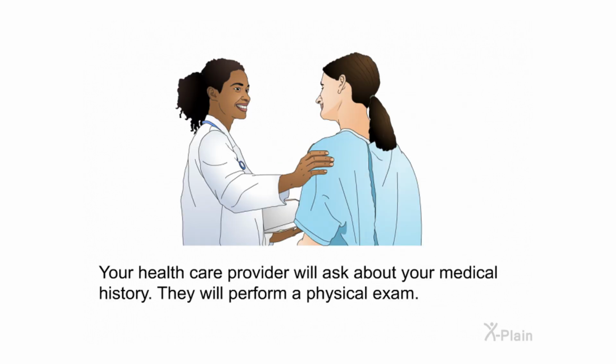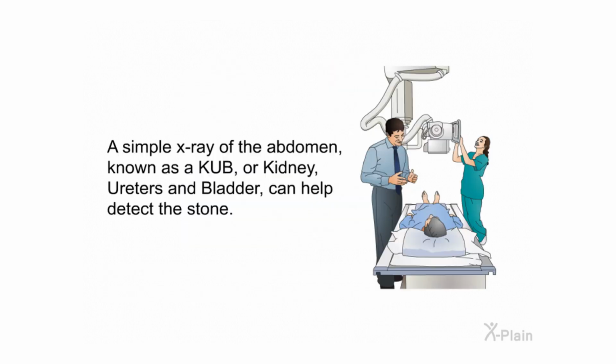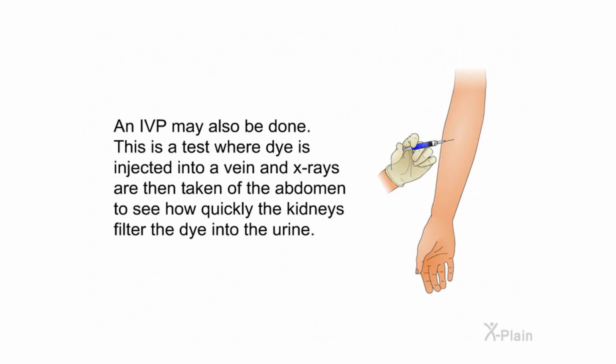Diagnosis. Your healthcare provider will ask about your medical history. They will perform a physical exam. A simple X-ray of the abdomen, known as a KUB, or kidney, ureters, and bladder, can help detect the stone. An IVP may also be done.